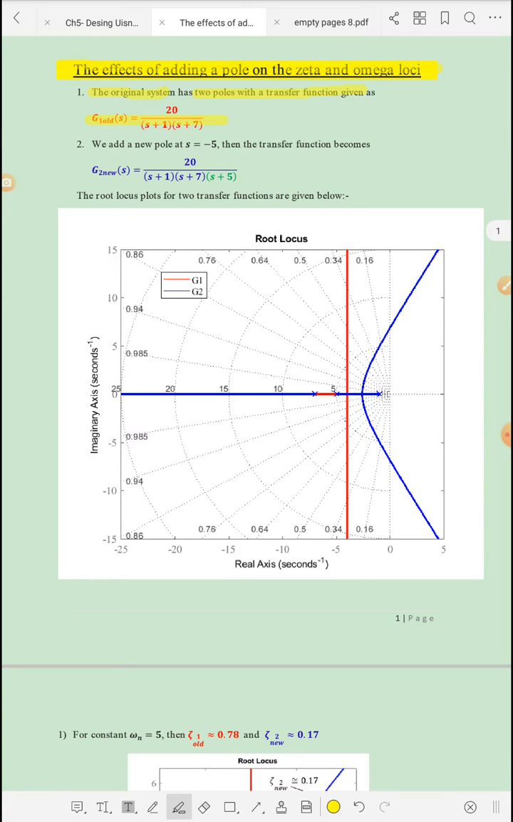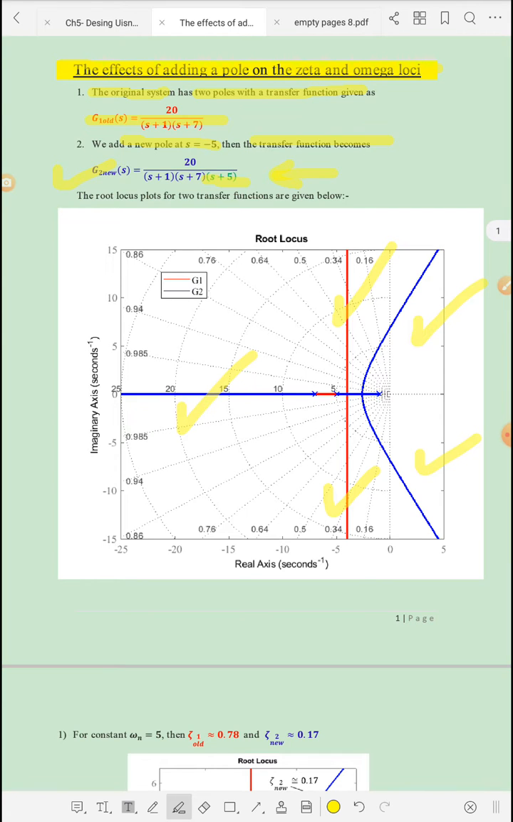And if we draw its root locus, this is the red one. This root locus will be the root locus of the old plant or the original system. To this original system, we have added a pole at s equal to -5 as shown here. The transfer function becomes the new transfer function after the addition of this pole, and the root locus will be the blue one.